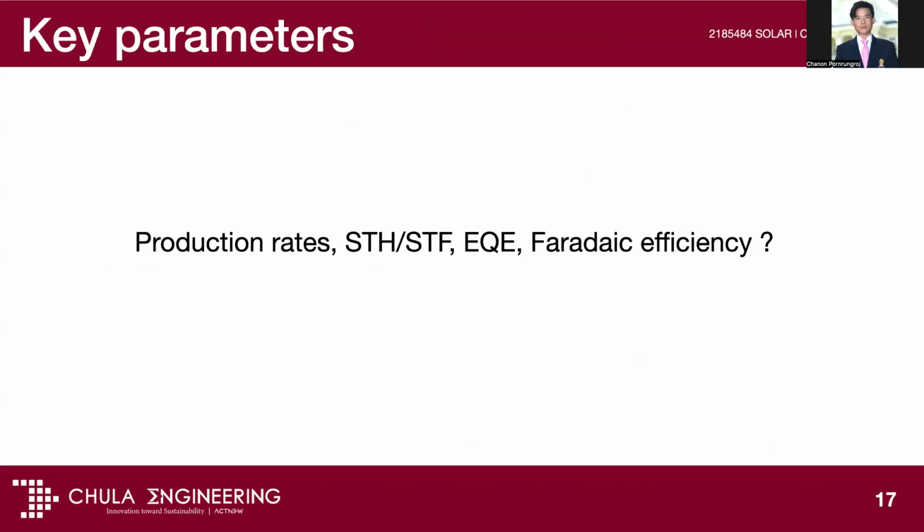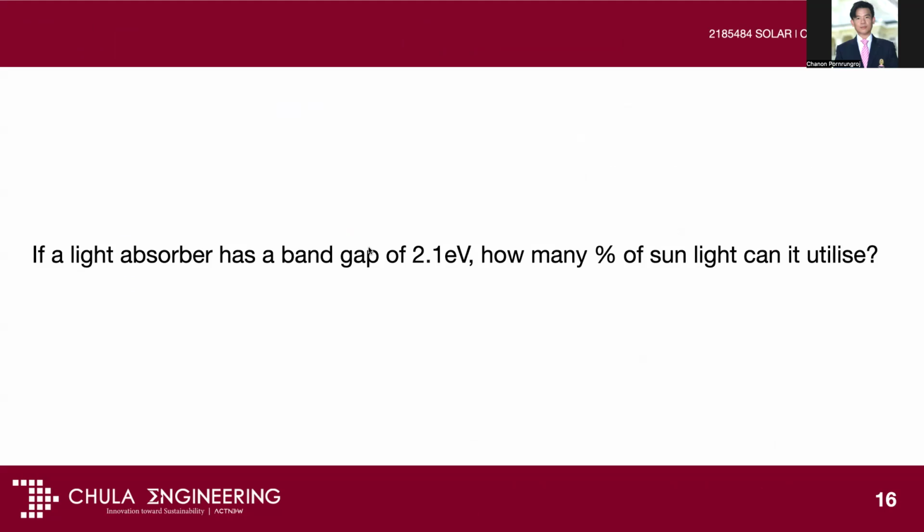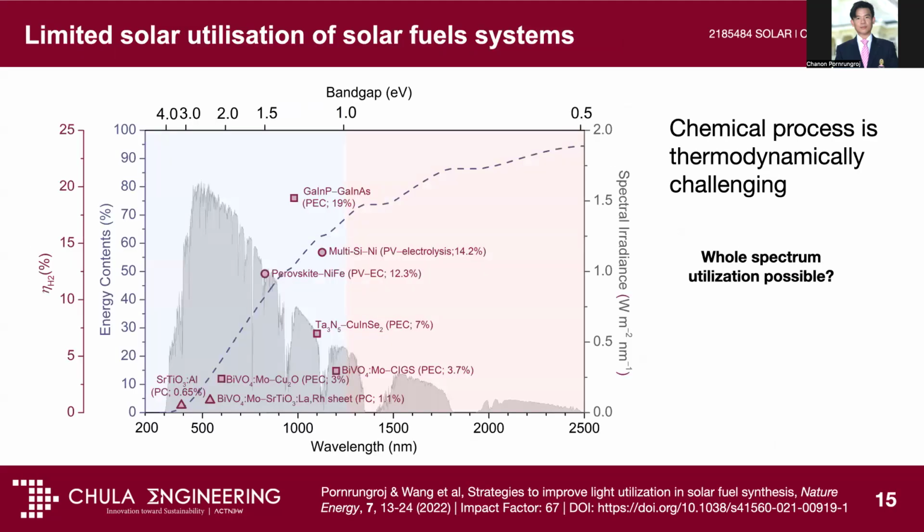You want to increase the light absorption by narrowing the band gap, but then you also lose the chemical potential for making energy. So that's the dilemma between the catalyst design and what you can get out of it.